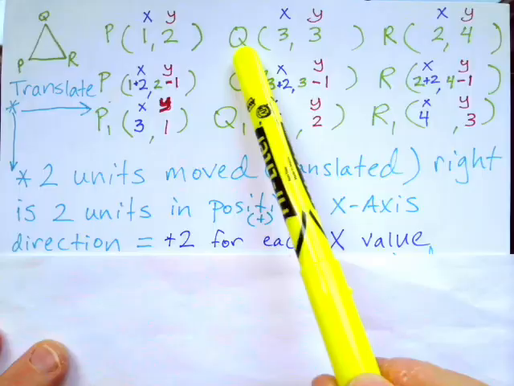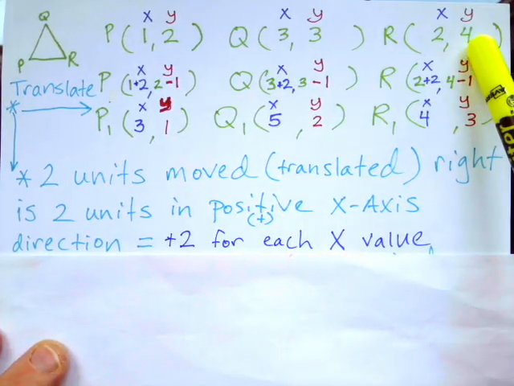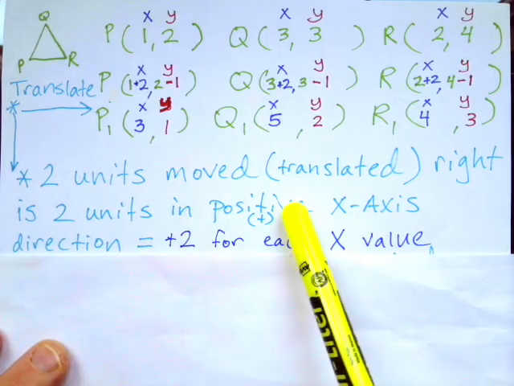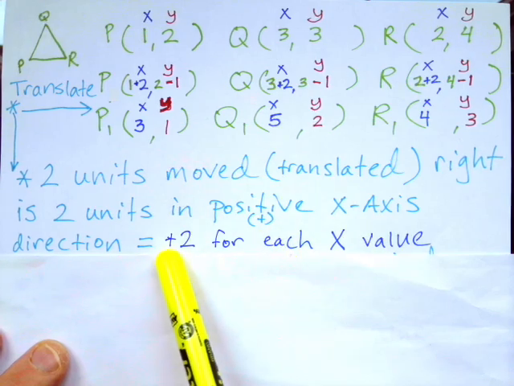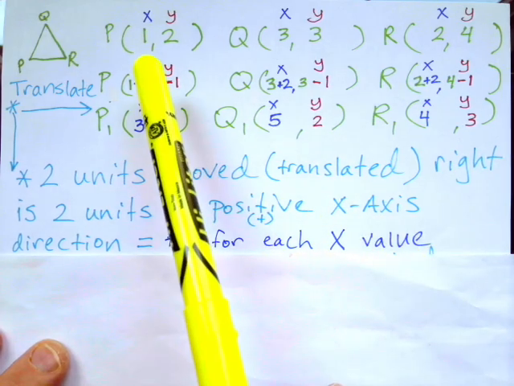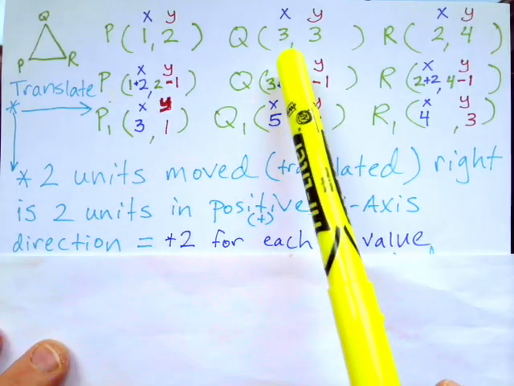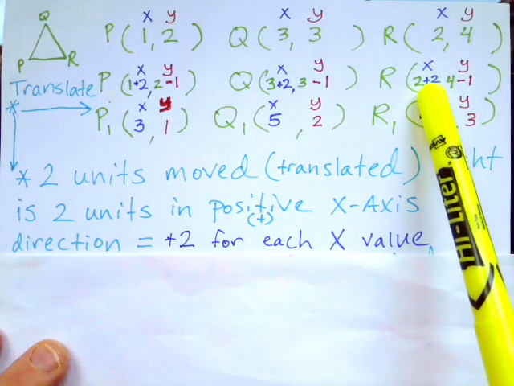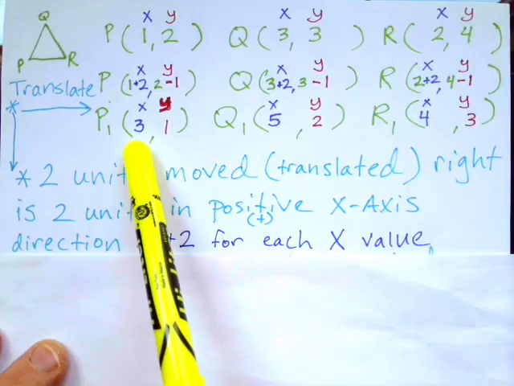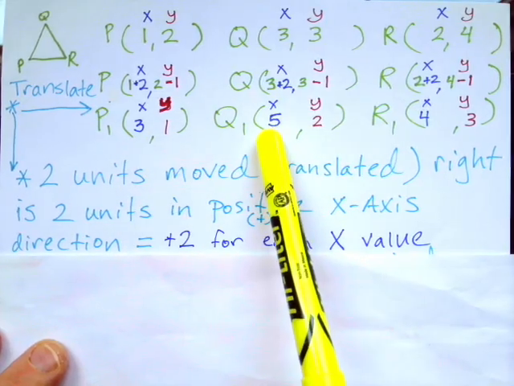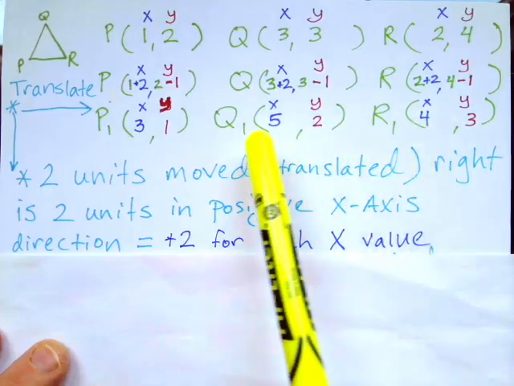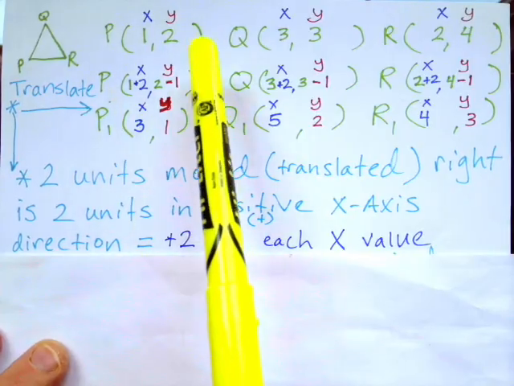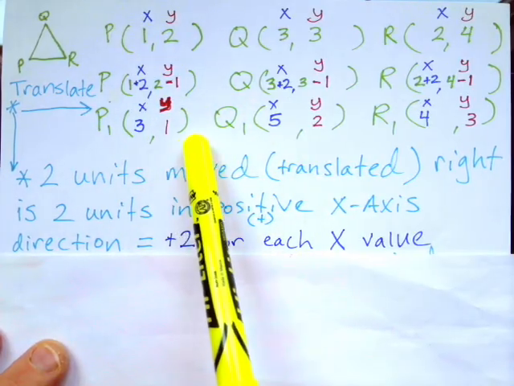So here are the original points, P, Q, and R, X and Y ordered pairs on a graph. And if I'm going to translate and go 2 units to the right, that's 2 units in a positive direction, or plus 2 for each x value. So 1 plus 2, 3 plus 2, and then 2 plus 2. That gives me my x values translated. 1 plus 2 is 3, 3 plus 2 is 5, and 2 plus 2 is 4. Now, P prime, or P1, is just the first time I've messed around with these X and Y coordinate points. That's all that means, right?